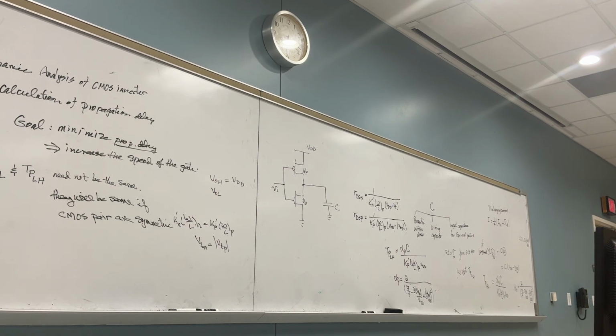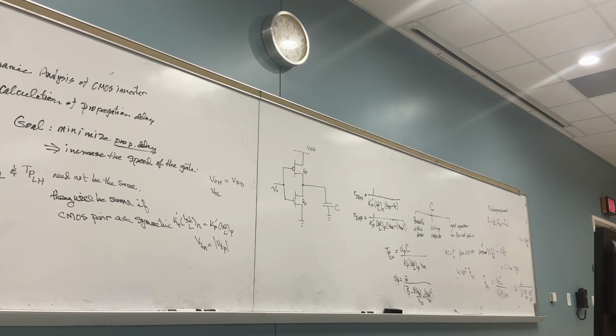Yes or no? Good. Now, what about C? What do I want about C? I want to make it smaller. What does that mean? When I lay out my logical gate, I make sure that the wires are small. Yes or no?